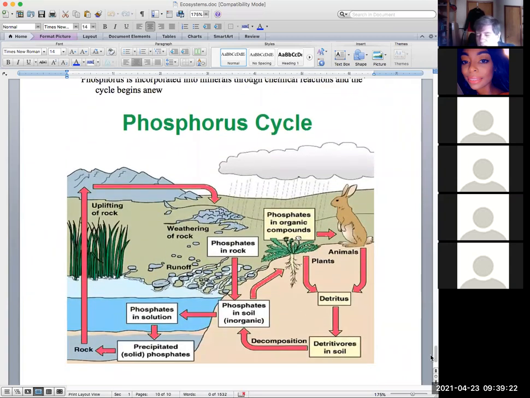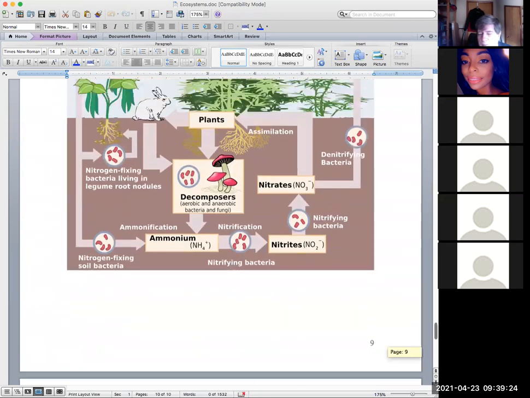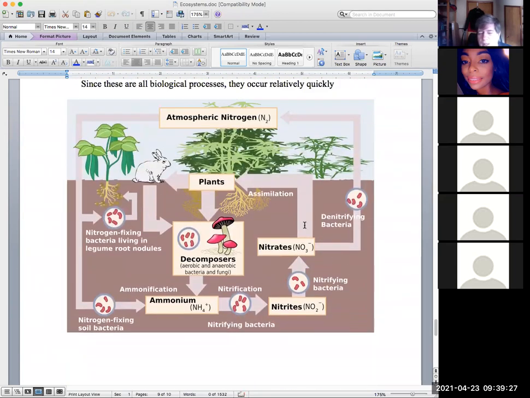So let's look at the phosphorus cycle. But before we do, let's go back here for a moment. Notice that these are all biological processes. So this tells us that the nitrogen cycle is actually very rapid. So we want to keep that in mind. Unlike the cycles we've talked about before, notice we don't really have any geological processes shown here.